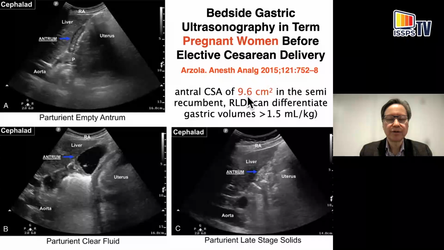According to the literature, you can use this number, 9.6 centimeters squared, as the cutoff point for a gastric volume of up to 1.5 mils per kilo.